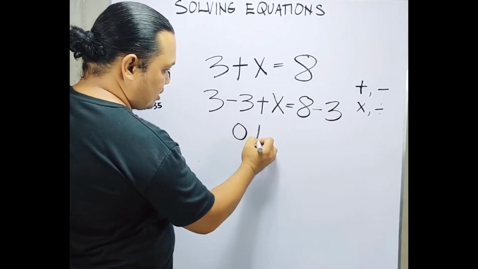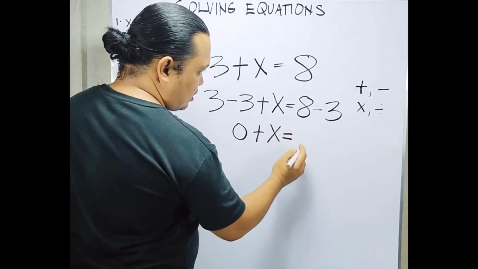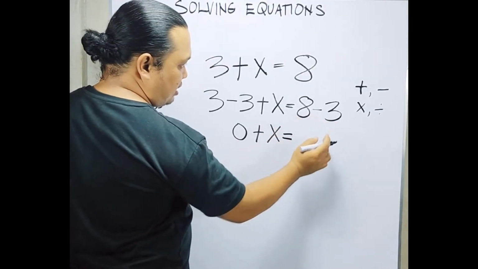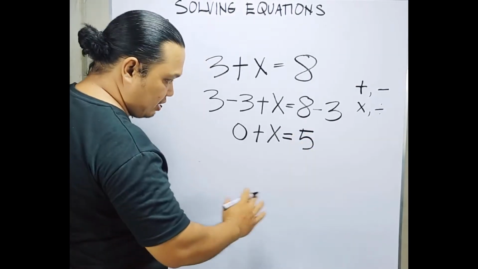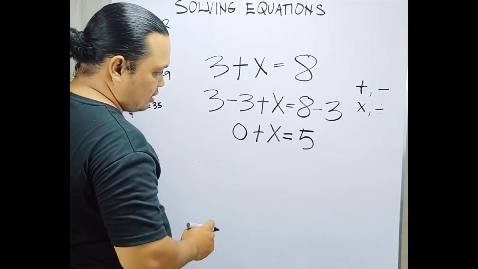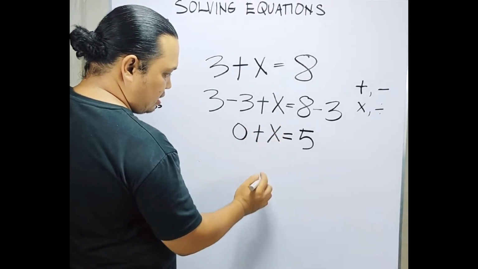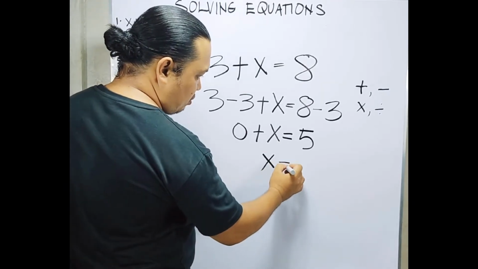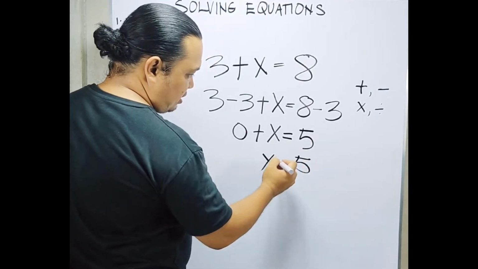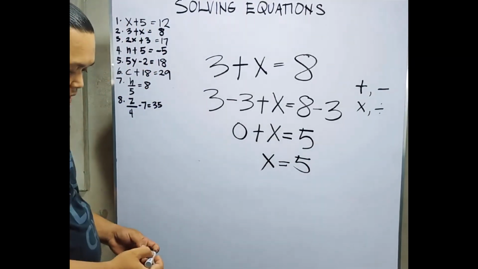Copy this as x equals, now 8 minus 3 is 5. And further simplify this, remove the 0 here and add. So what remains is x, our variable, equals 5. Therefore, our answer is x equals 5.